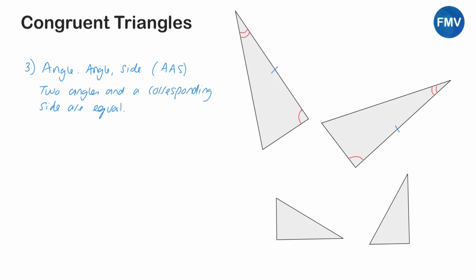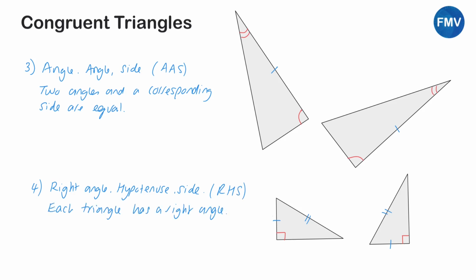And this last one is where we have a right angle and two sides. So assuming this is the right angle here, and that is the corresponding right angle, we would need the same side and the corresponding hypotenuse. So in this one, we are looking at a right angle, hypotenuse, and a side, and that is an RHS. So each triangle has a right angle, a hypotenuse, and one other side. And if you can show that between a pair of triangles, you can show that they are congruent.